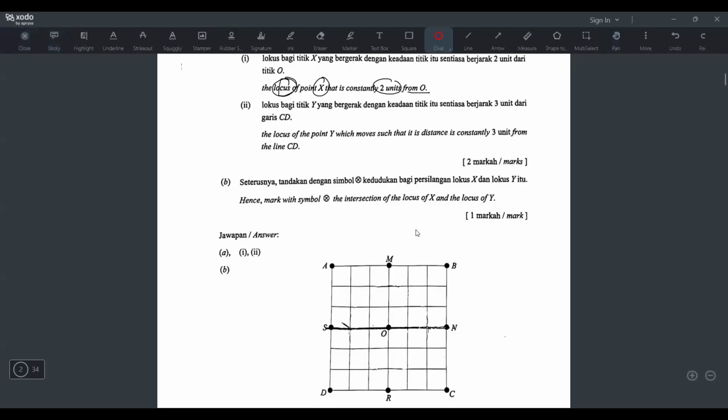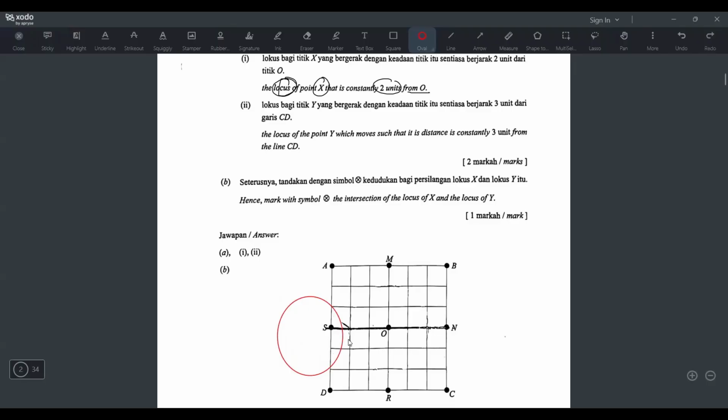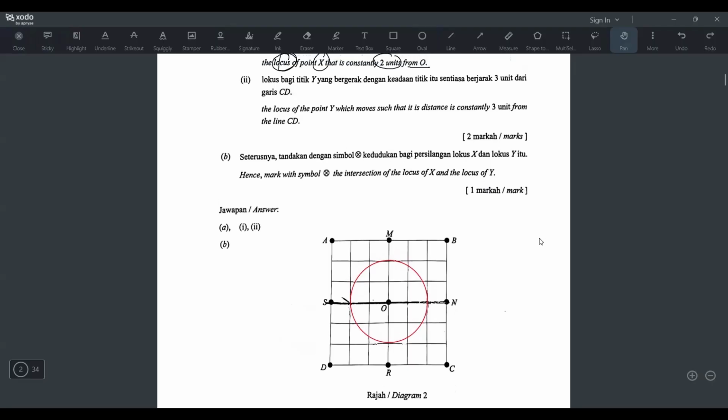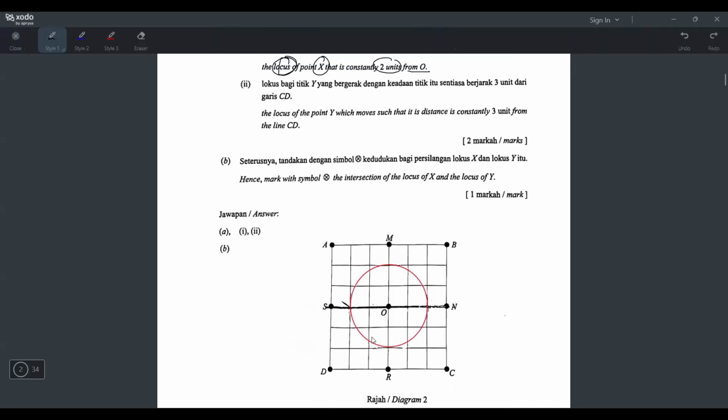So I want you to use a compass to do this question, but I cannot show you using a compass obviously, so I'll just draw it like this. Just draw it and make sure you open the compass 2 units because the radius is 2 units, right? So something like this. Let me put it nicely. Okay, I think this is good. So as you can see, the moving point locus X is constantly 2 units from O. See, it's always 2 units, 2 units, 2 units.